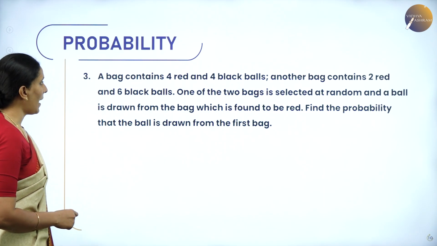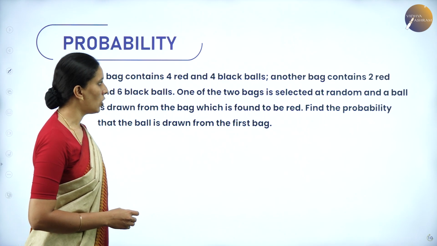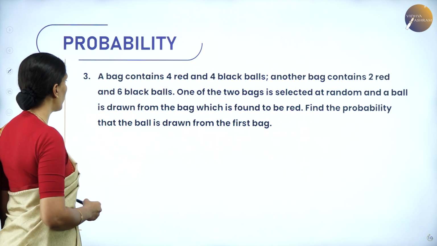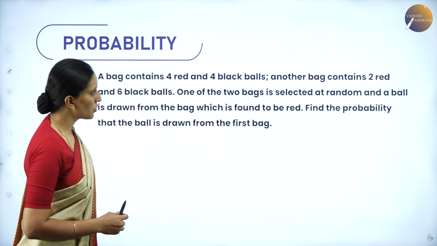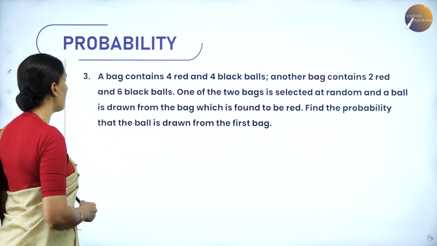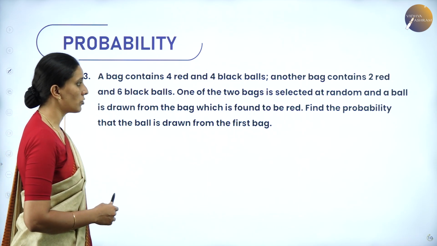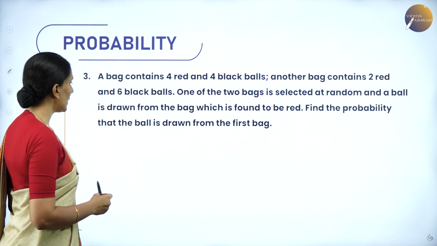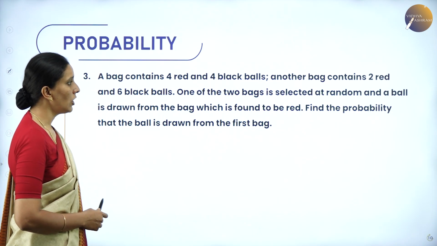Next, a bag contains 4 red and 4 black balls. Another bag 2 contains 2 red and 6 black balls. One of the 2 bags is selected at random and a ball is drawn from the bag, which is found to be red. Find the probability that the ball drawn is from the first bag.